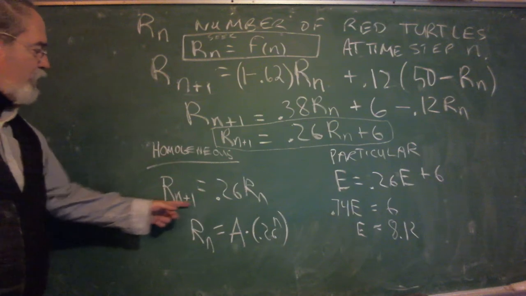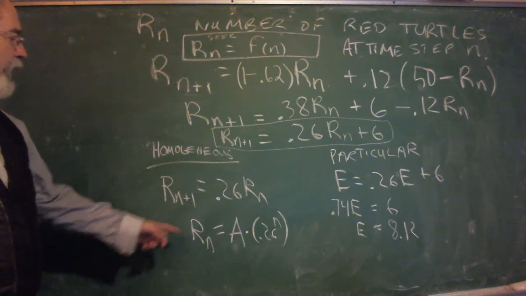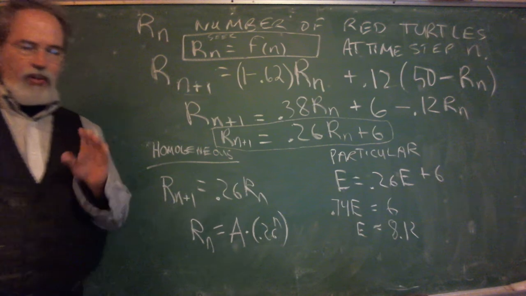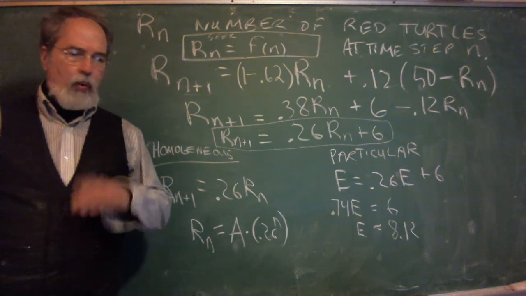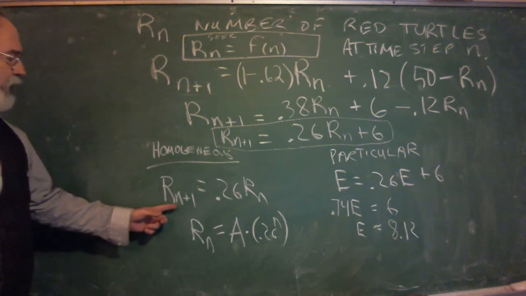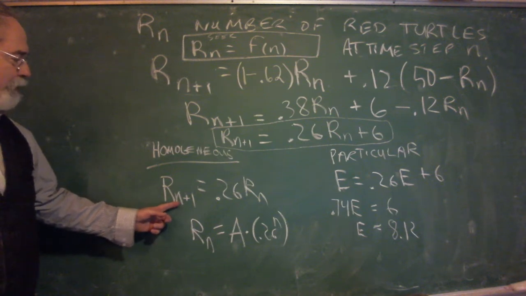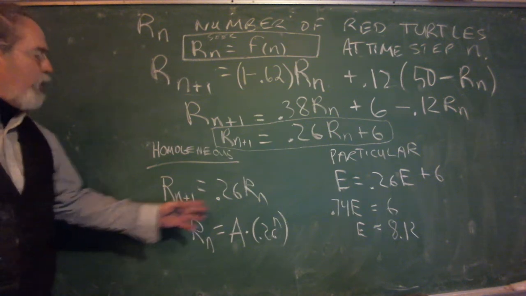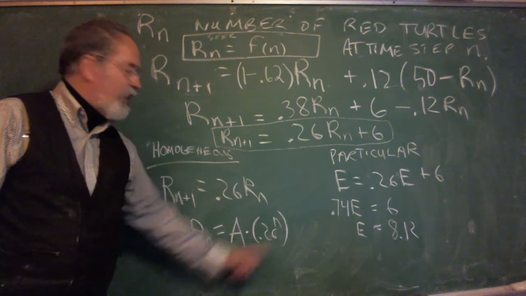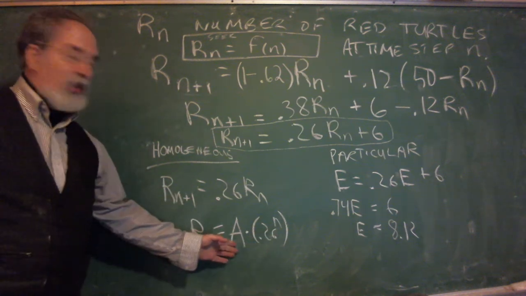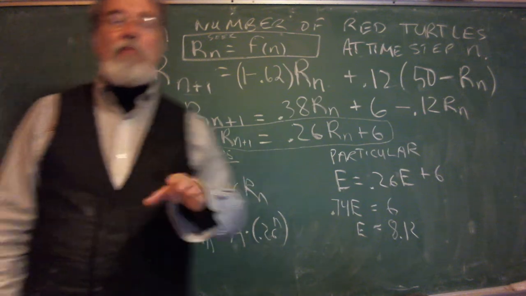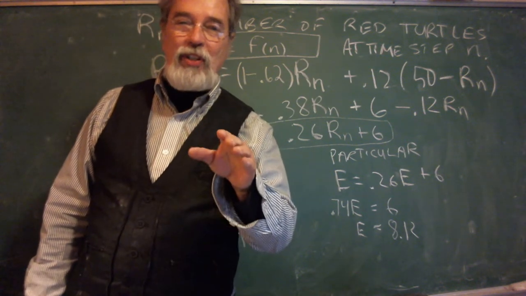So here's your change in time, 1 step. And now look, we need something that works like this. If you multiply by 0.26 each time, it's literally saying it because this is your time counter, n plus 1. Each time you multiply by 0.26. Oh, well that's 0.26 to the n. But it could be times a constant. The arbitrary constant in front for the homogeneous solution.